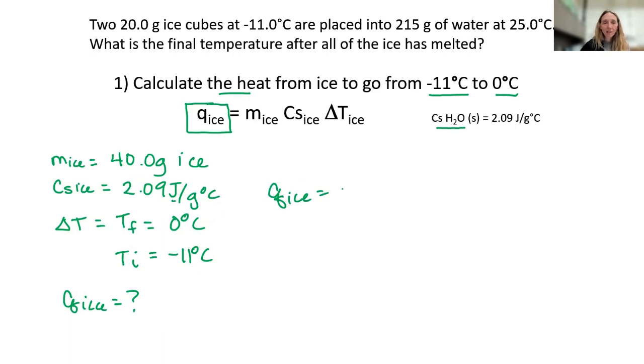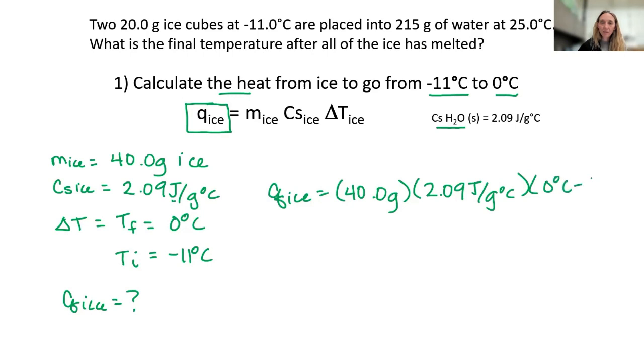So Q of the ice equals 40 grams times 2.09 joules per gram degrees Celsius times delta T. Delta T is final minus initial. So 0 degrees Celsius minus a negative 11 degrees Celsius.